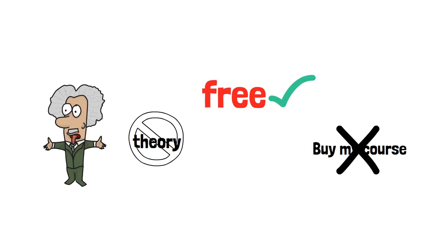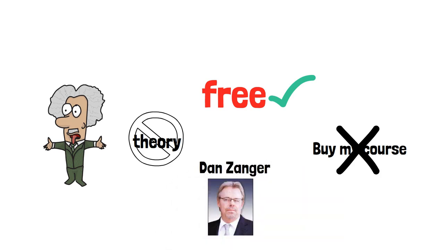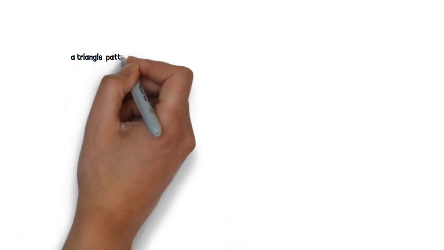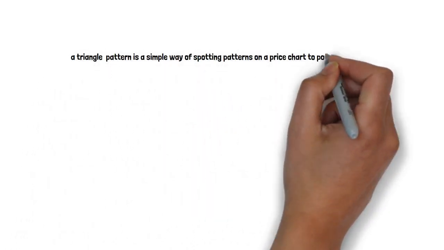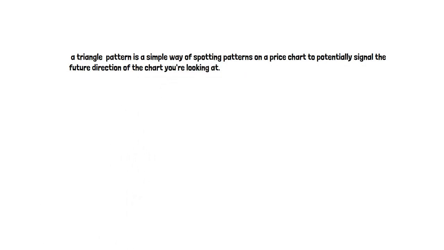You can practice this strategy on your own to see how it works out, but some great, world-class traders use it, one example being Dan Zanger. First off, for the beginner, a triangle chart pattern is a simple way of spotting patterns on a price chart to potentially signal the future direction of the chart you're looking at. Okay, if that's a handful, let's look at a visual representation of it to make it easier.